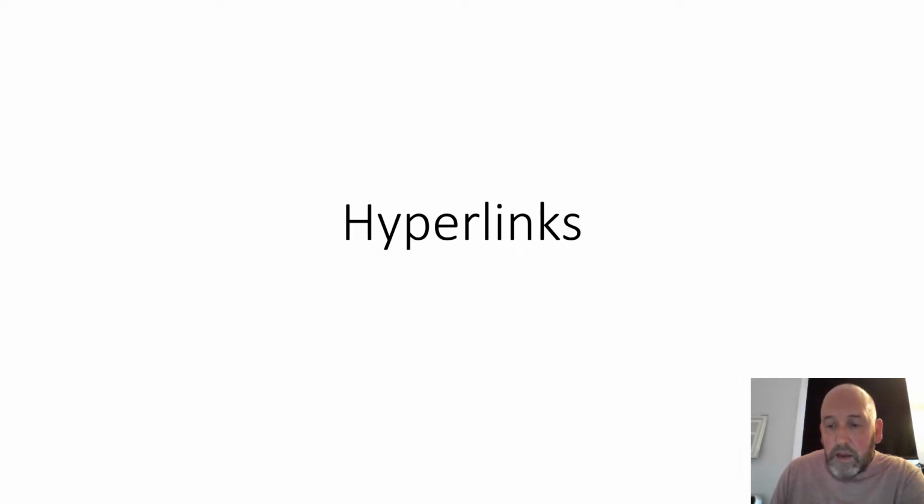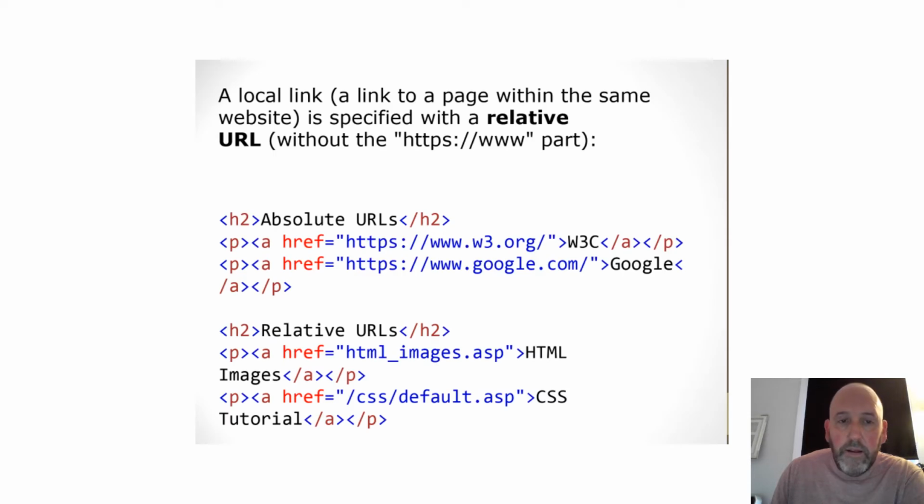So this is a prelim practice on hyperlinks. Now then, let's look at one of the PowerPoint slides we looked at. A local link, an internal hyperlink, links to a page within the same website, and so it is specified as a relative URL. Now, how do we tell this?